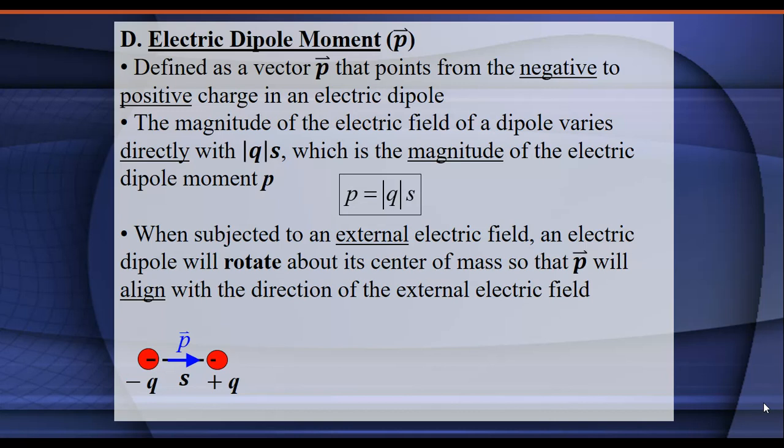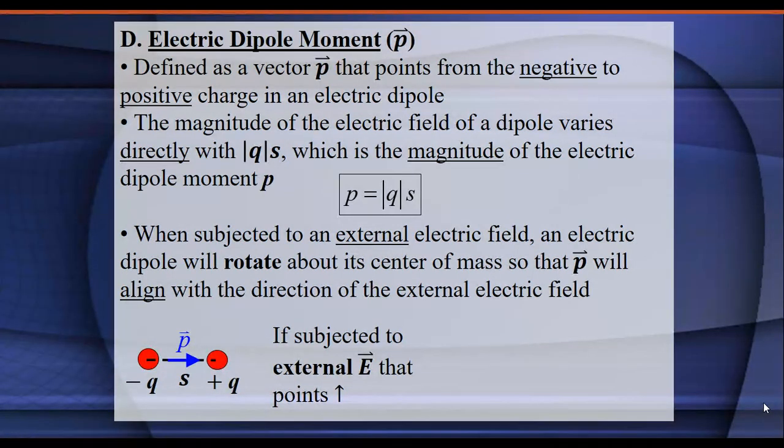So the significance of this vector is that it tells you how this dipole is going to rotate if you put it in an external electric field. Let's say, for example, that we suddenly subjected this electric dipole to an electric field that points towards the top of the page.